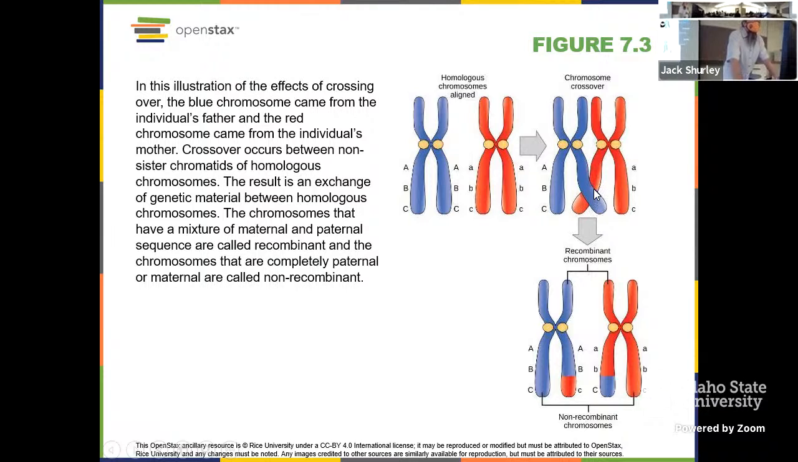So when this has occurred, this crossing over, this genetic exchange, we call these 2 recombinant chromosomes because they're a little bit different than what we started with, right? And that's definitely an important contributor to the variation that we can see with sexual recombination, right? Giving us some genetic variation.